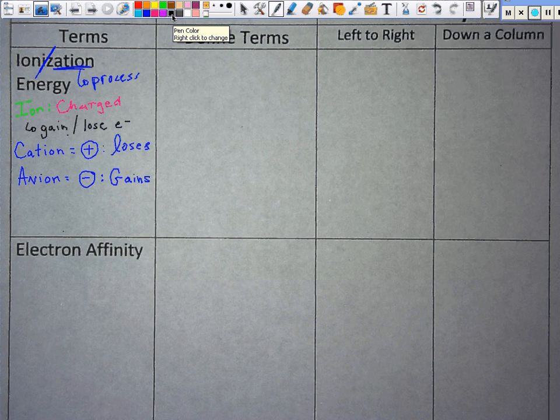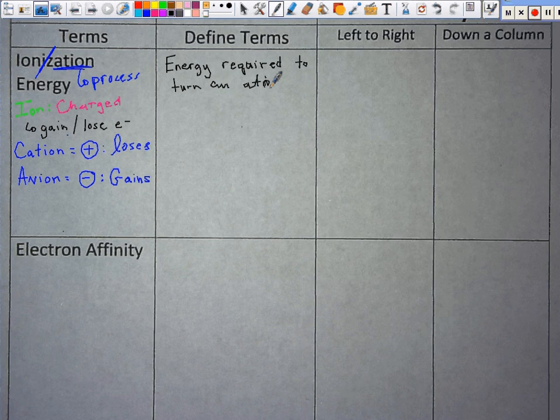Now let's define the term ionization energy, as you would actually find it in a textbook. This is exactly what it says: the energy required to turn an atom into an ion. We've already defined both of those. We've already defined a cation and an anion.